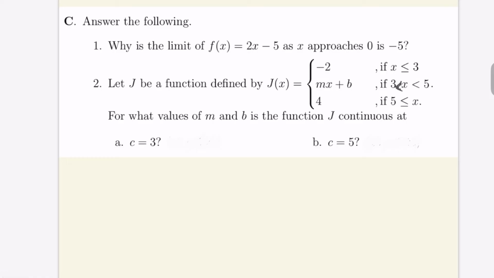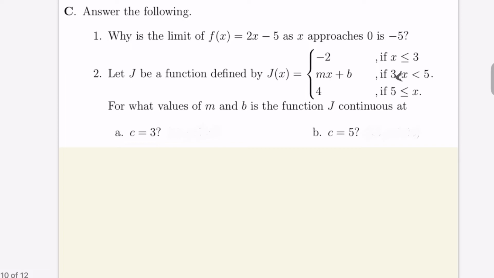Number 1. Why is the limit of f of x equals 2x minus 5 as x approaches 0 is negative 5? So, this is the same as saying, prove that the limit of 2x minus 5 as x approaches 0 is negative 5. So, to answer that, let epsilon be greater than 0. So, we choose delta that is greater than 0, which is equal to something we don't know yet, such that 0 is less than absolute value of x minus 0, so that's still x na lang, less than delta.